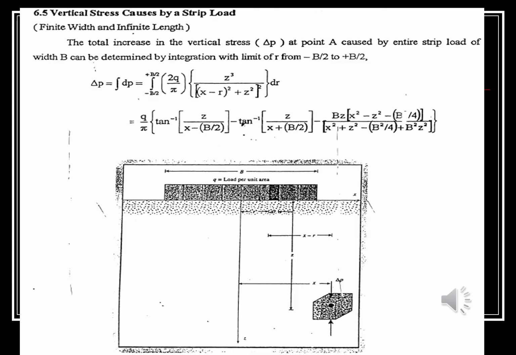The vertical stress delta B equals 2q z squared divided by pi, a squared plus z squared, the whole square. For the finite width and infinite length, the total increase of vertical stress delta B at the point A, caused by the entire strip load of width B, can be determined by integration. So in this integration we integrate the formula from minus B by 2 to plus B by 2. We integrate it and we can find out the total vertical stress. So this integration formula you can see in the diagram.